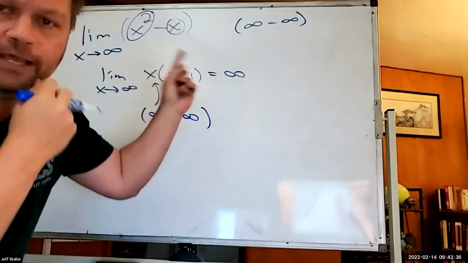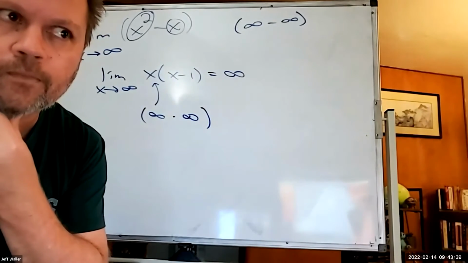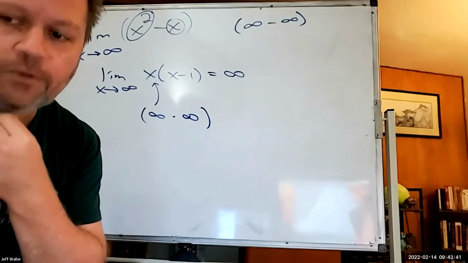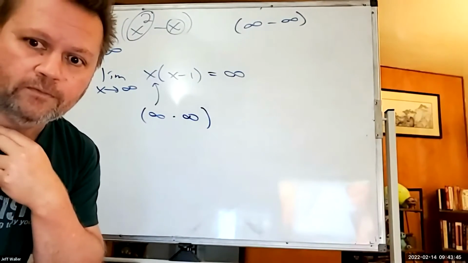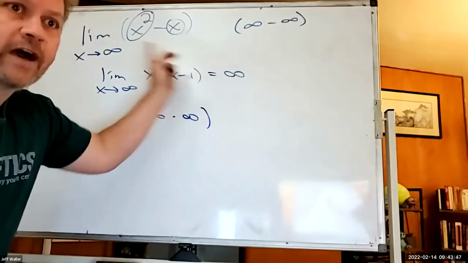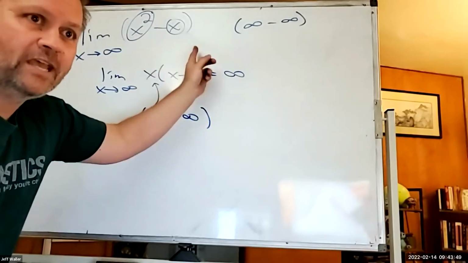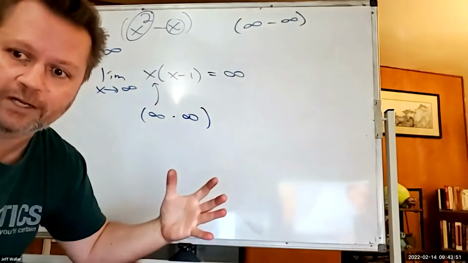X squared or x? Sorry. X squared is going to infinity faster. X squared is going to infinity much faster, right? 5 is 5. 5 squared is 25. 10 is 10. 10 squared is 100, right?